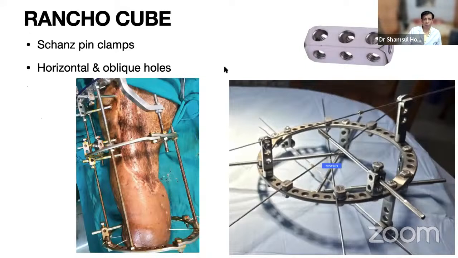Then we have the Rancho cubes. If you are applying shank pins, you have to use Rancho cubes. So these are the different Rancho cubes: 1 hole, 3 hole, 2, 4 hole. So we can apply these Rancho cubes to apply shank pins at different levels.